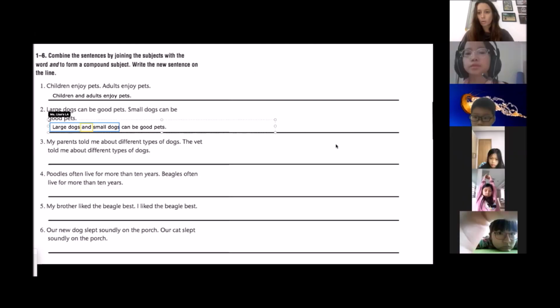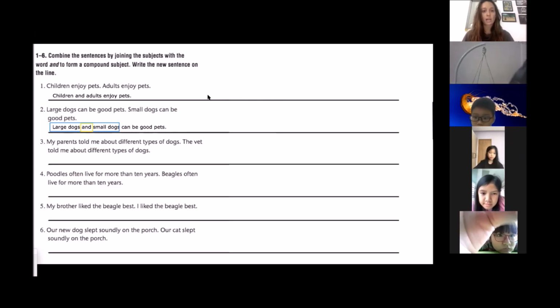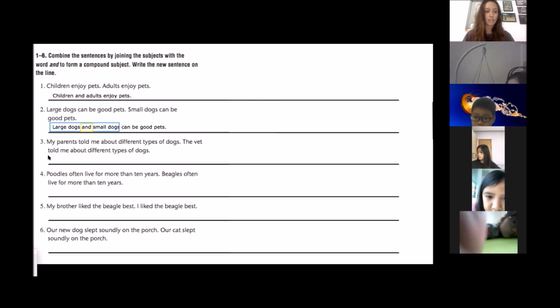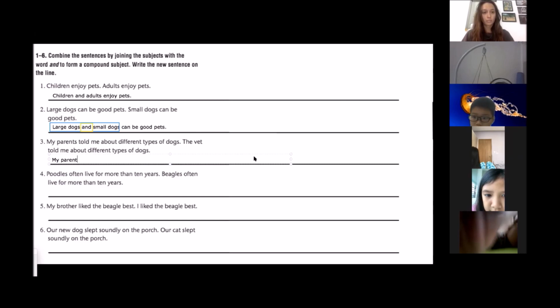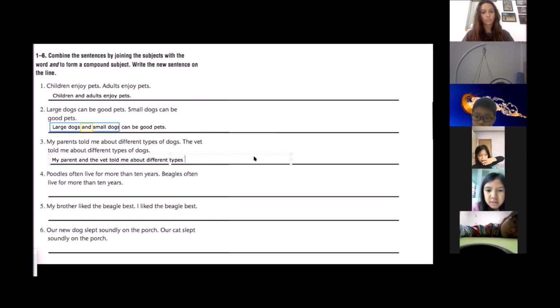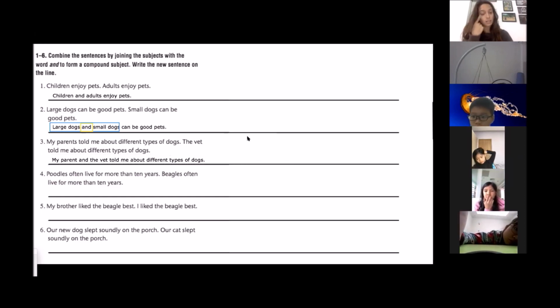All right, good job. Hongmi, my parents told me about different types of dogs. The vet told me about different types of dogs. How can we combine these 2 sentences? My parents and the vet told me about different types of dogs. All right, good job.